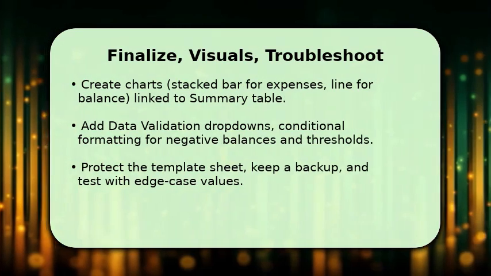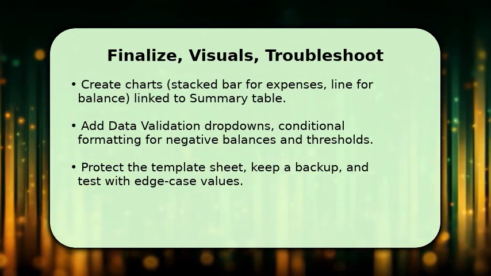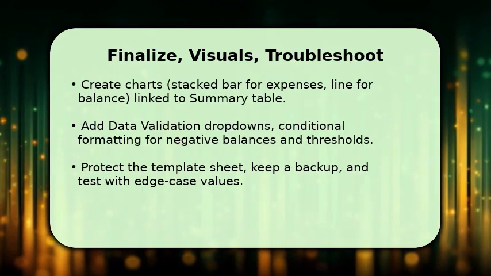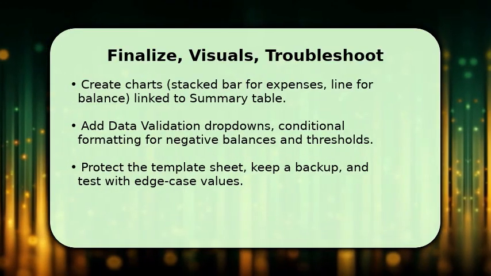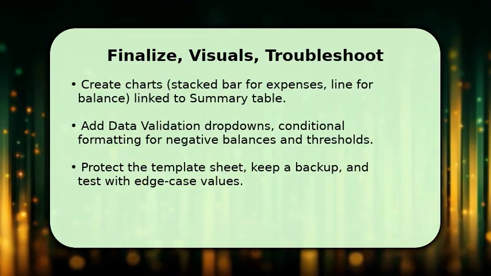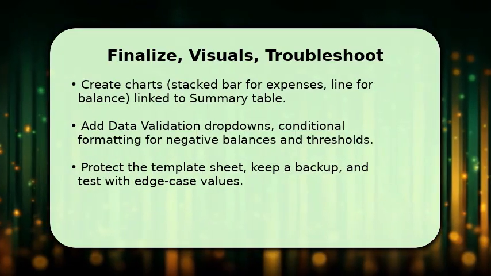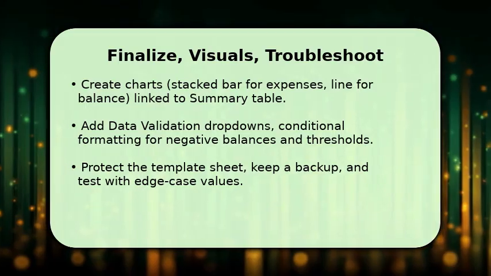You finish by adding visuals. Link a stacked bar chart to expense categories and a line chart to the running balance so trends jump out. Then, add data validation dropdowns for category and type to prevent typos, and conditional formatting to flag negative balances or overspending over set percent thresholds.